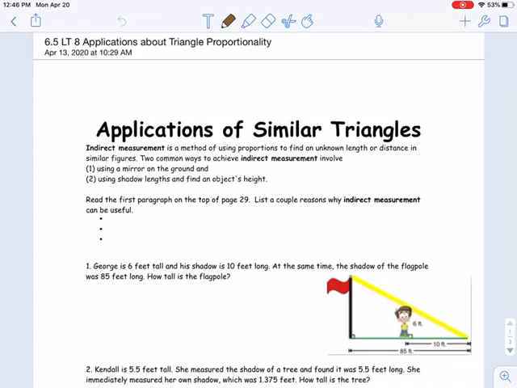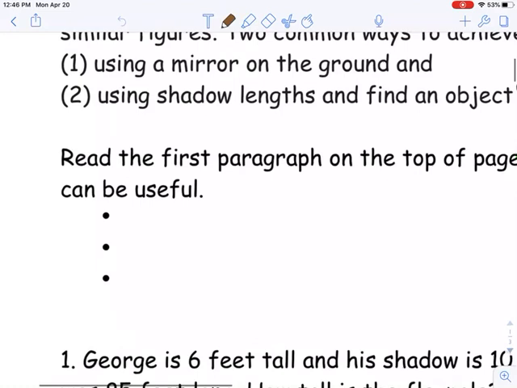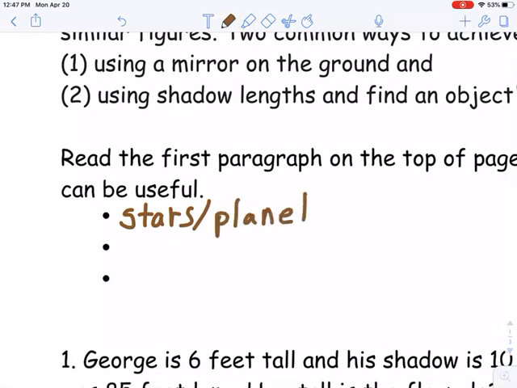So it says read the paragraph on top of page 29. Let's just talk about a couple reasons. Indirect measurement. It's really hard to measure stars, planets. When we say the circumference of the moon or the diameter of Mars is this length, I don't think anyone really took a tape measure and measured it. They used indirect measurement, and again, we'll talk about that for a long time, and maybe we'll touch on some of those techniques here in the notes.